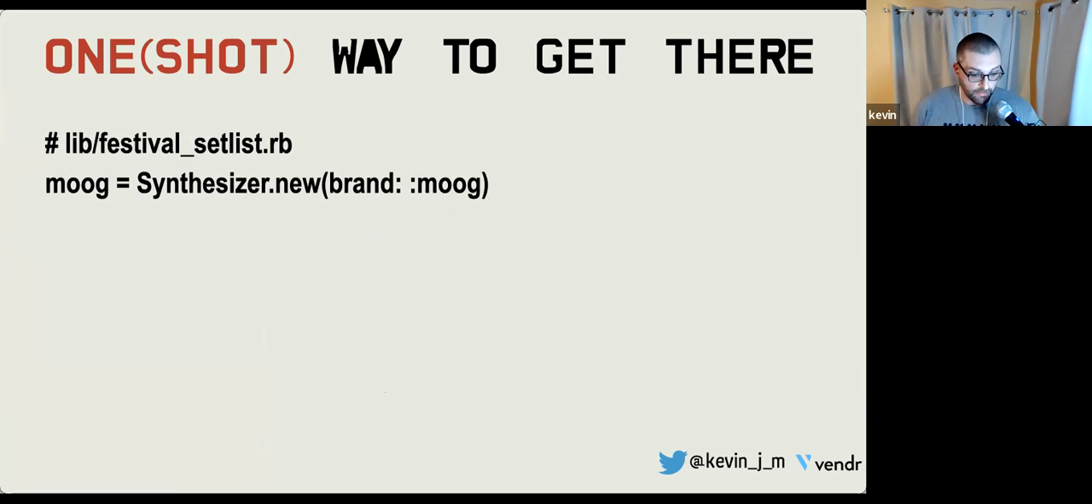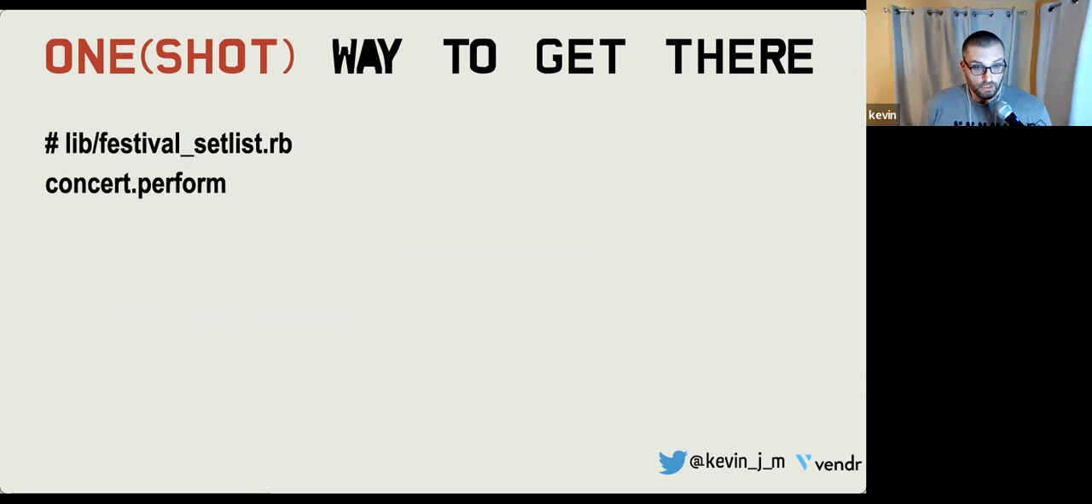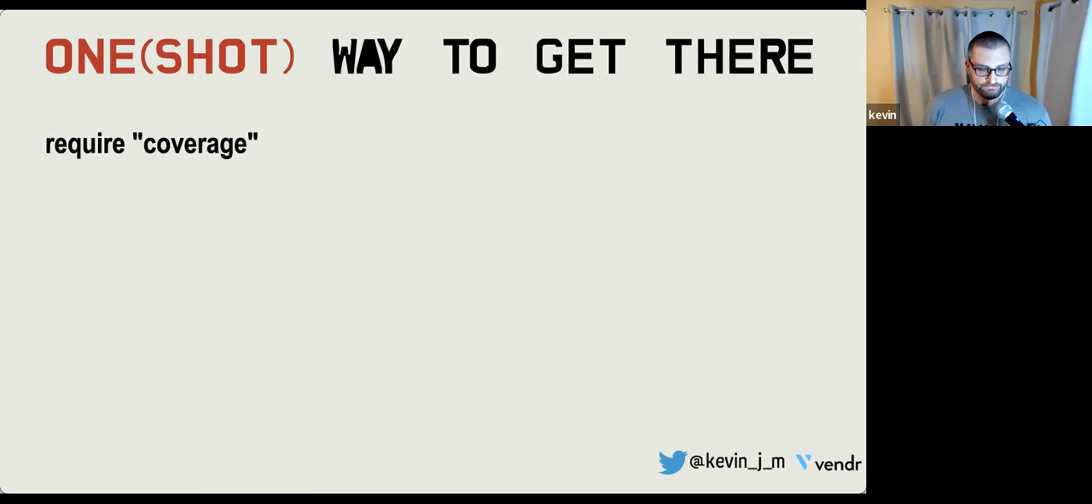So when the band sets up for a rehearsal for the festival, we're going to set up the stage exactly like we would for a regular show, where every synthesizer is going to get every patch that it regularly would, and we'll have them play the show. Sorry, rehearse the festival. And we're going to, as you might guess, do so with the help of Ruby's coverage module. This time, we're going to start coverage in one-shot lines mode.